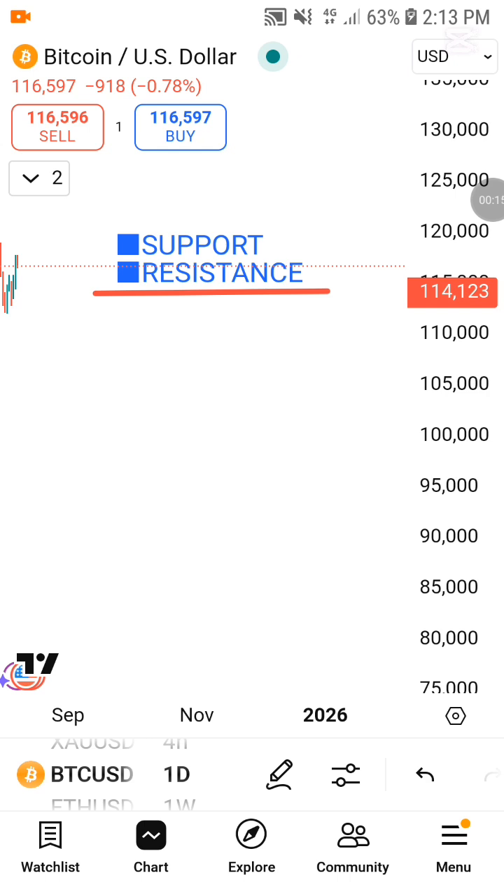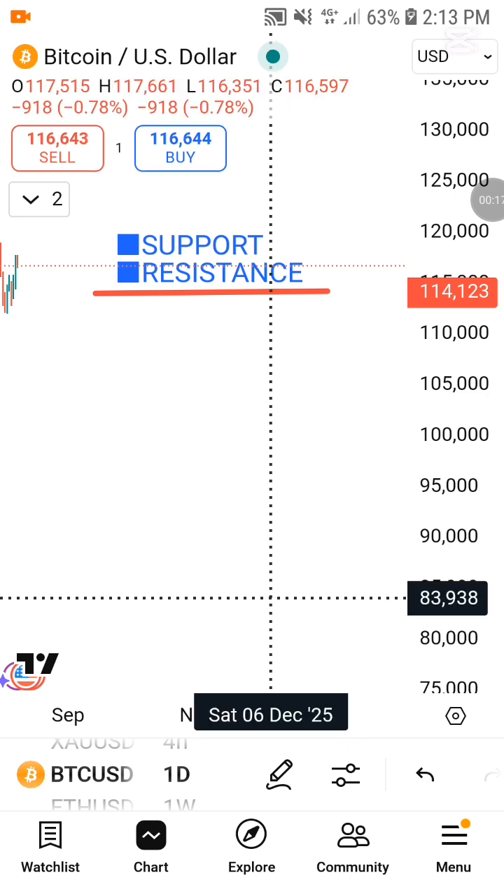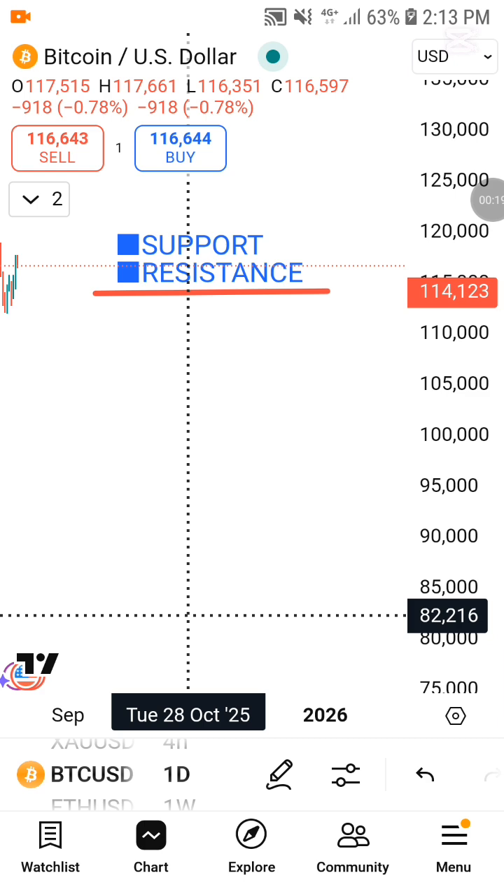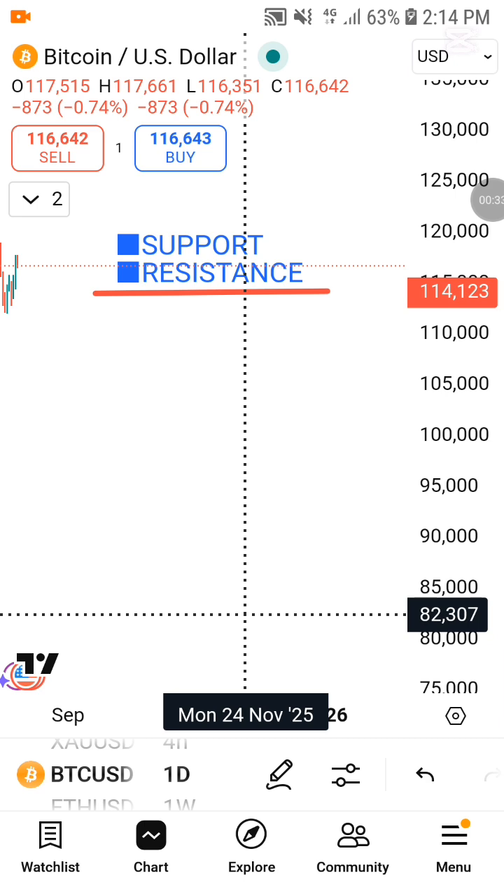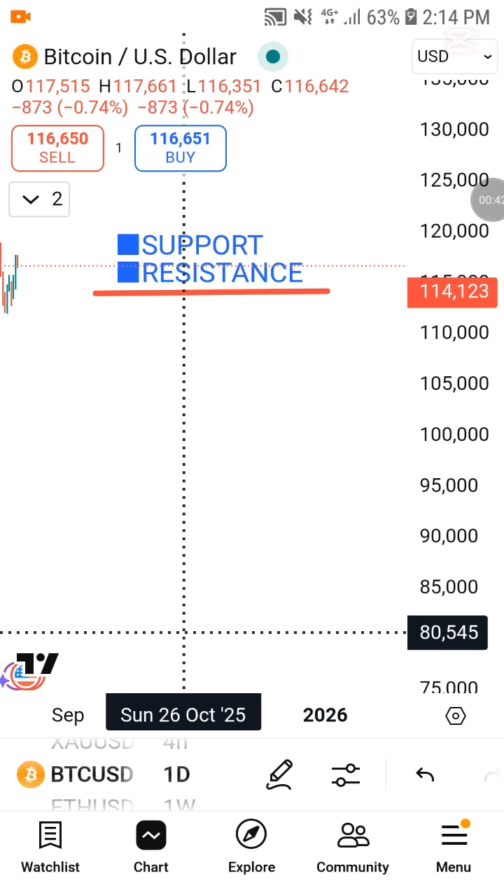So when we are talking about support, it can be referred to as an area where buyers come in as an oppositional force against the sellers to push the price of the market higher. Do you get that? And when we are talking about resistance, resistance is the opposite of support. It may be referred to as an area where sellers came in as an oppositional force against buyers to push down the price of the market.